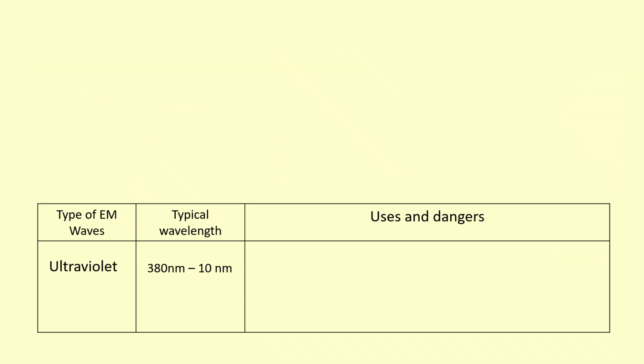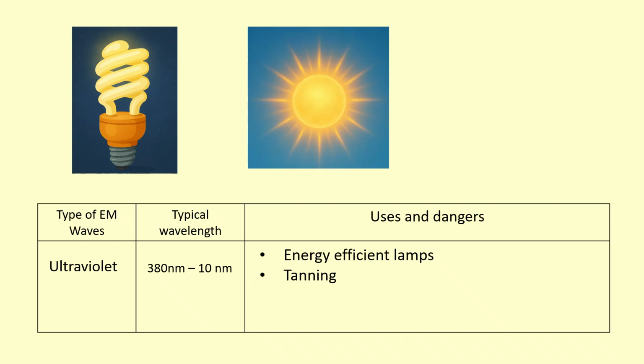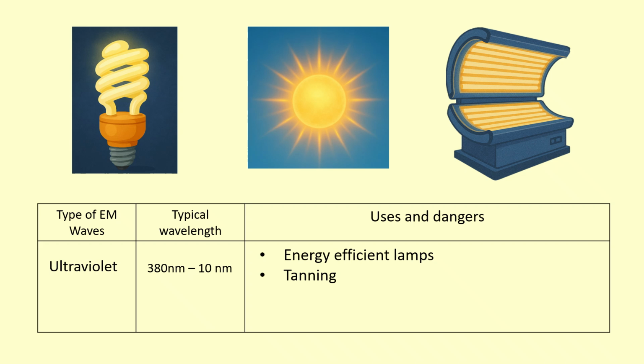Okay, next, we have ultraviolet, which is used in energy efficient lamps. So for example, this one. Now the glow that we're looking at here is actually visible light, but inside the energy efficient lamp it's actually using UV light, which it turns into visible light. Next is also tanning. So ultraviolet causes tanning. When you're in the sun, it's emitting visible light, but it's also emitting a lot of UV, ultraviolet rays, and that's what causes tanning. Now there's also artificial tanning, which you can get from a tanning bed like this, because it emits ultraviolet and that can cause your skin to tan.